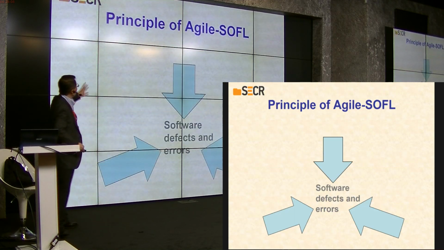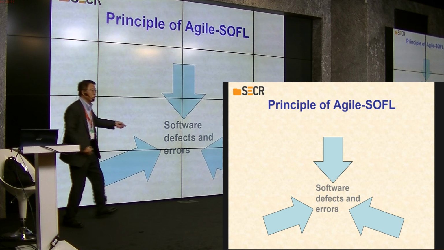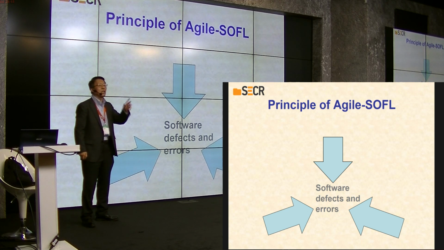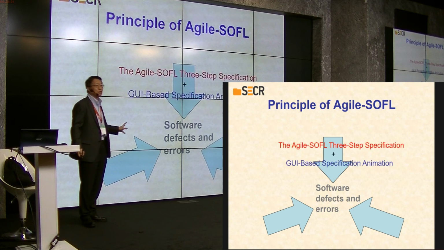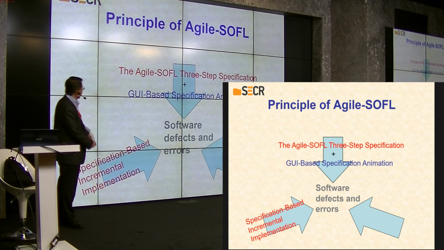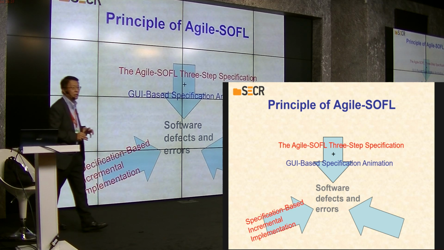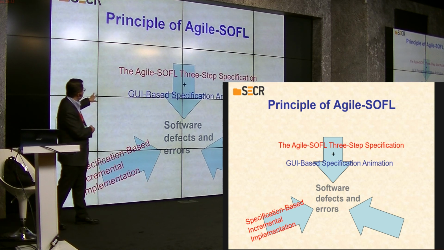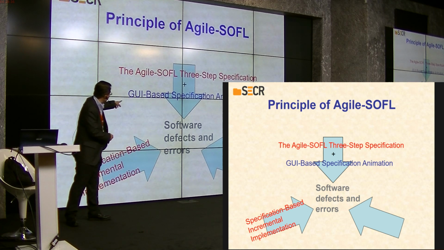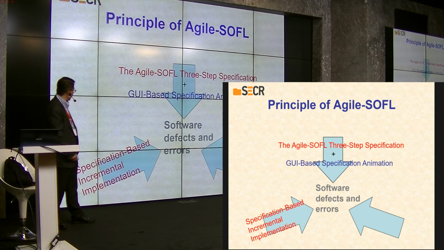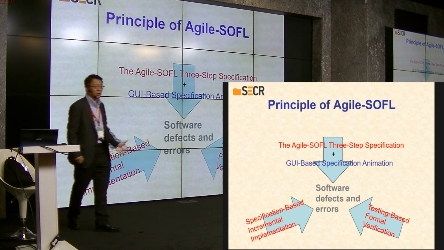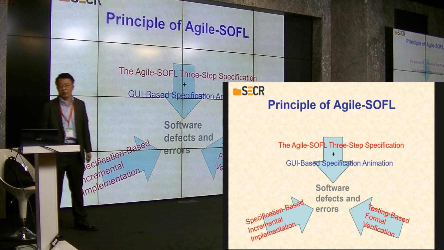So the principle of Agile-SOFL is that in order to attack software defects and errors, you don't try only one method. You try different methods from different directions, different phases. But of course, all of the techniques should be connected in a systematic way so that the effect of them will be great. So the Agile-SOFL three-step specification plus the GUI-based specification animation, then specification-based incremental implementation, and the testing-based formal verification. These come together in a systematic way.